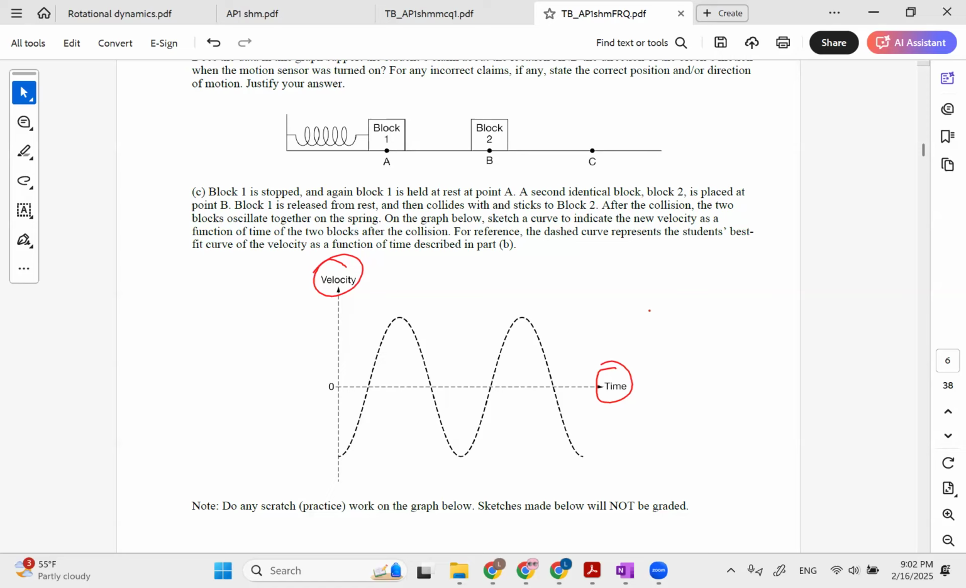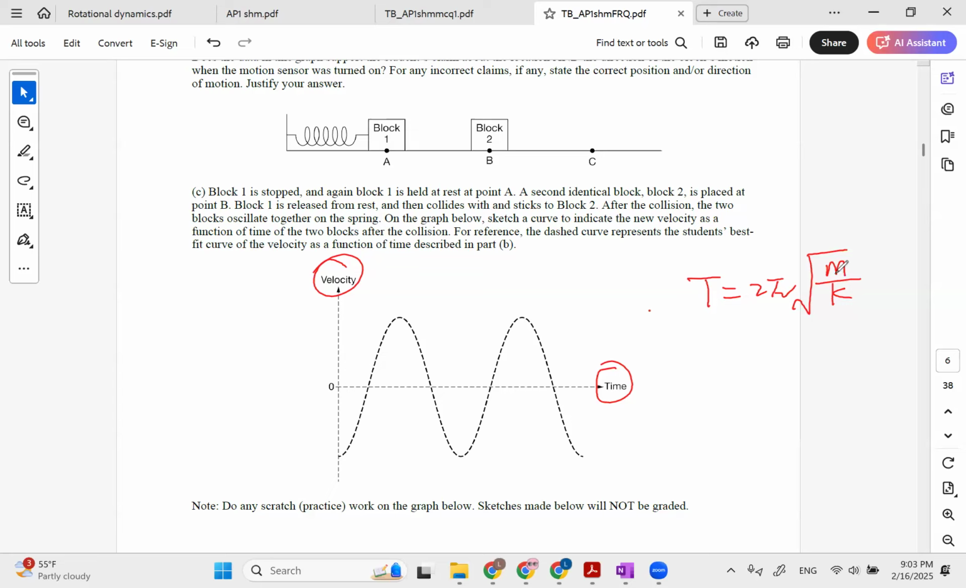Richard, I think so. Why? What does the period depend on? Period is 2 pi root m over k. Remember, m over k, not k over m, right? Oh, okay. Main killer, m over k.